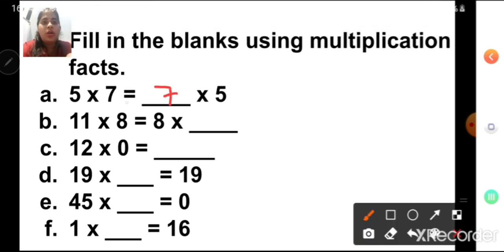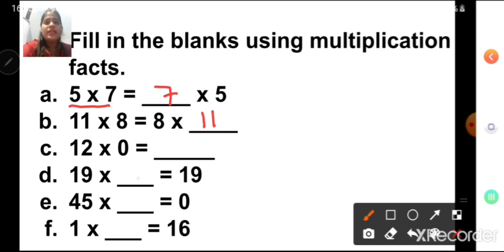You can see on one side we have 5 into 7. On the other side after equal to we have dash multiplied by 5. 5 is given, so we will write here 7. 5 sevens are 35. 7 fives are also 35. Right? Then B1. 11 into 8 is equal to 8 into dash. 11 eights are 88. 8 elevens are also 88.